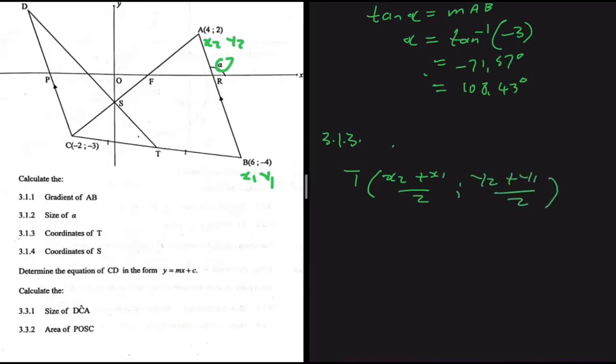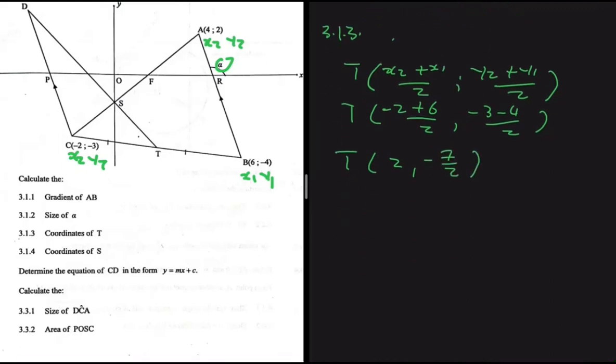Let B have x1 and y1 as the coordinates, and let C have x2 and y2. So if we compute that, we're going to have the coordinates of T being minus 2 plus 6 divided by 2, and then minus 3 minus 4, and then divided by 2. So here we're going to have T having coordinates. We have minus 2 plus 6 divided by 2, which will give us 2, right? And then minus 3 minus 4 divided by 2 should give us minus 7 divided by 2, right?